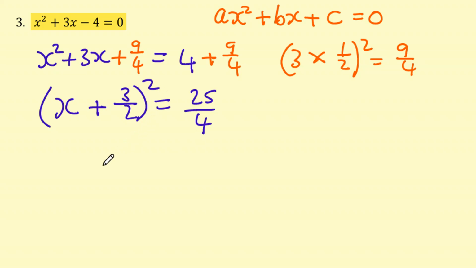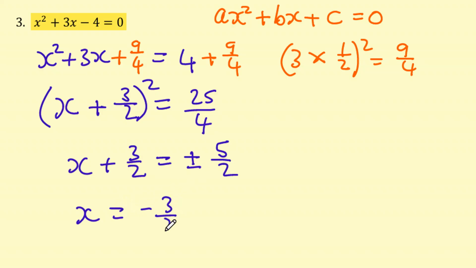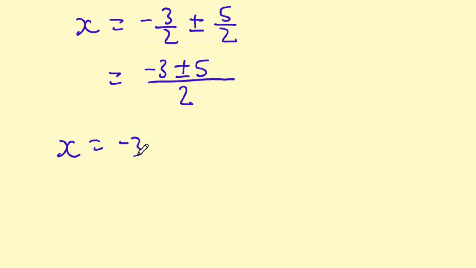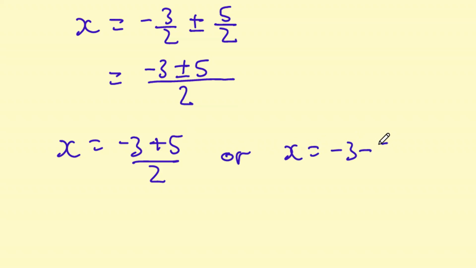Now we want to isolate x. We can get rid of the square here by taking the square root on the right-hand side. So the square root of 25 over 4 is 5 over 2. Now we can move the 3 over 2 to the right-hand side. And we can write the right-hand side as one fraction over one denominator of 2. So we find that x equals negative 3 plus 5 over 2, or x equals negative 3 minus 5 over 2. So this comes to 1 here, and here we have negative 4.